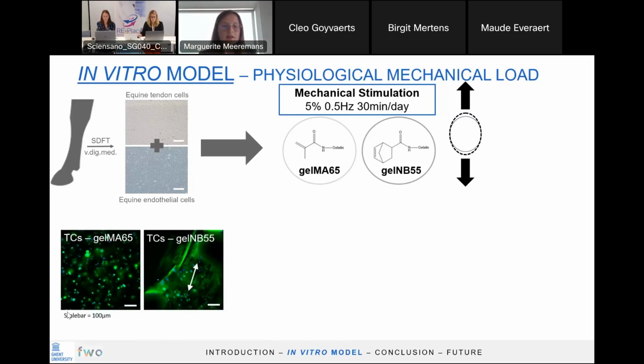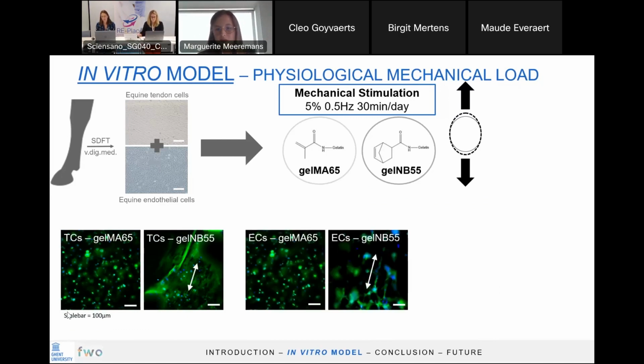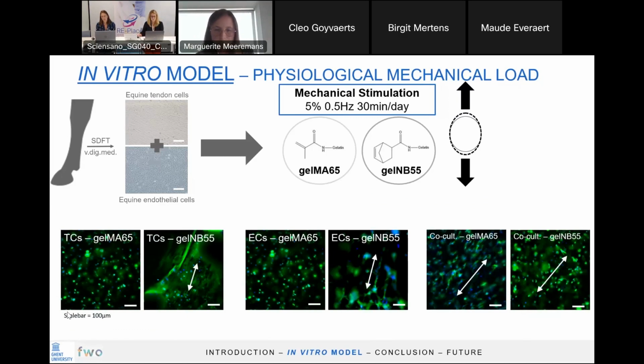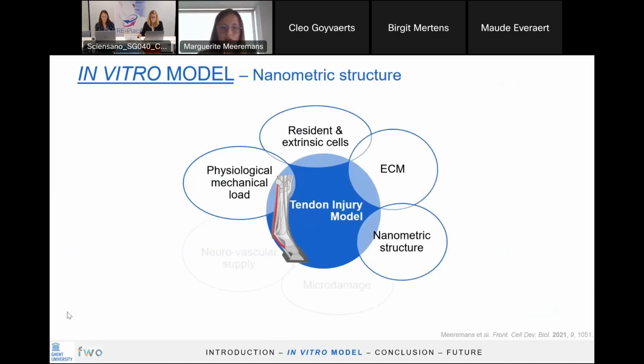So here you can see the tenocytes elongating in a gelatin norbornene. We also have the endothelial cells and the co-cultures. However, it's important to say that this elongation is more clearly observed in the superficial layers of the hydrogel. And in the center of the hydrogel, they remain quite round. So to prevent this, we looked into the next parameter, which is the nanometric structure.